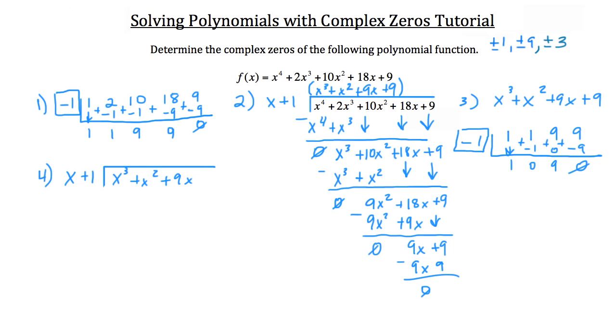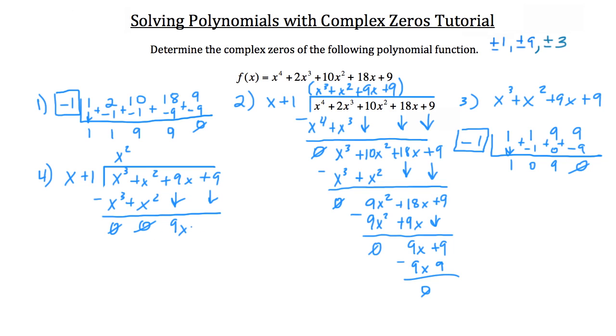Now what do we multiply x by to get x cubed? Well, we multiply it by an x squared. We take that x squared and we multiply by x to get our x cubed, and then x squared times 1 to get positive x squared. We subtract these again. x cubed minus x cubed is 0. x squared minus x squared is 0. We'll bring down these terms, 9x plus 9.